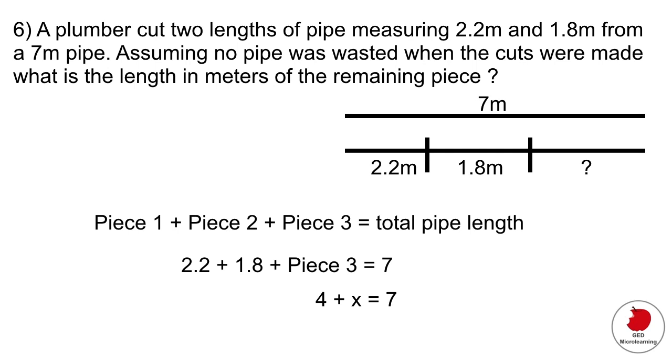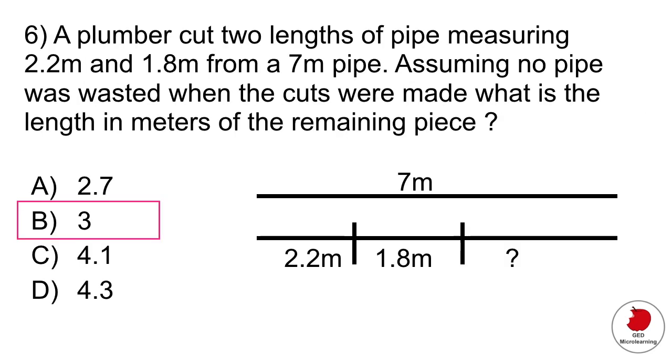And now it's just a regular algebra problem, right? So what do you do to isolate that x on the left side? You subtract 4. Okay, so whatever you do to the left side in algebra, remember you also have to do it to the right side. So we'd subtract 4 from the right side. That gives us x is equal to 3. Correct answer is B.